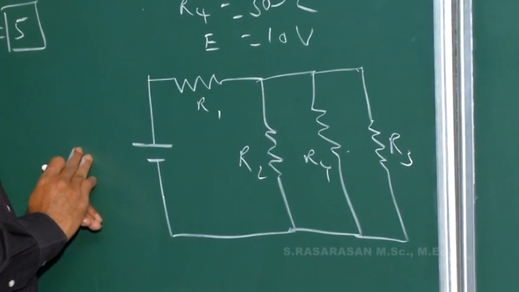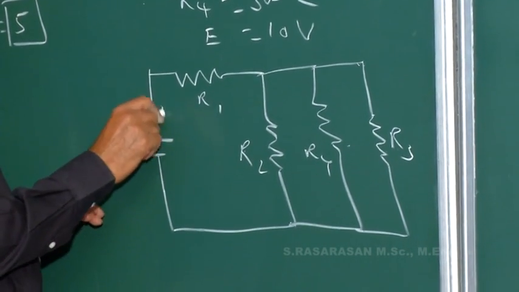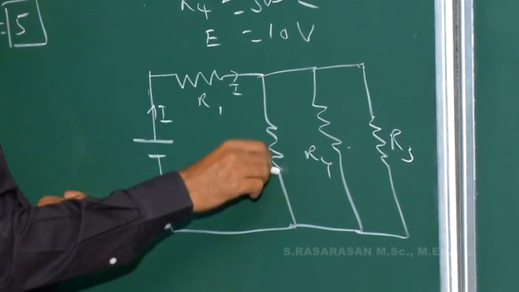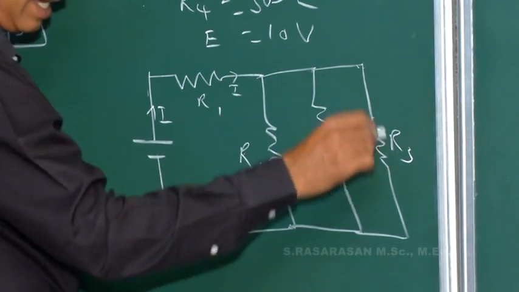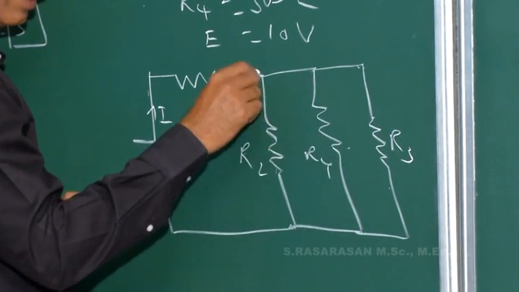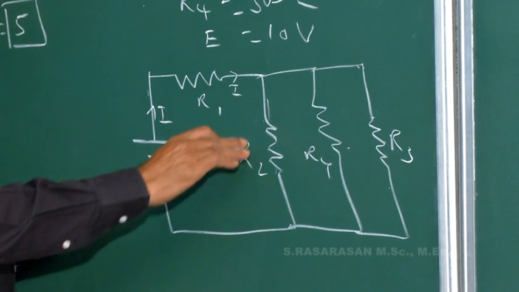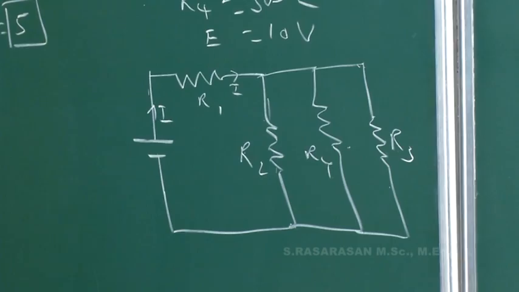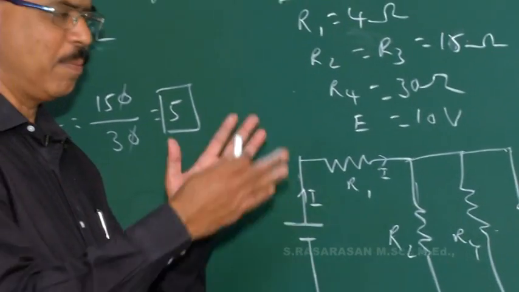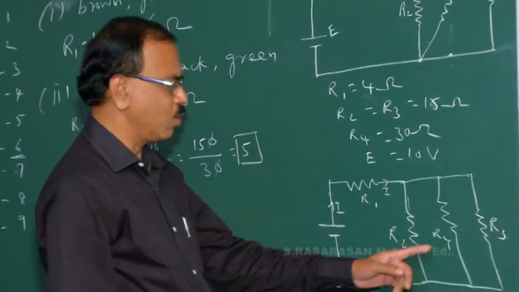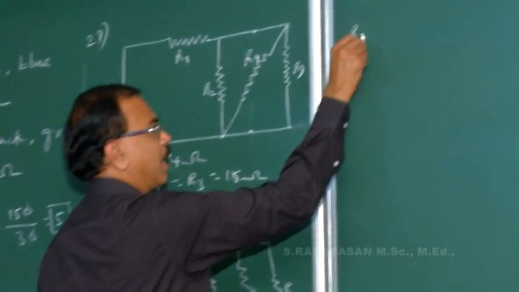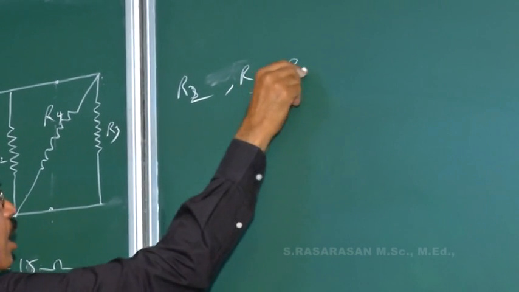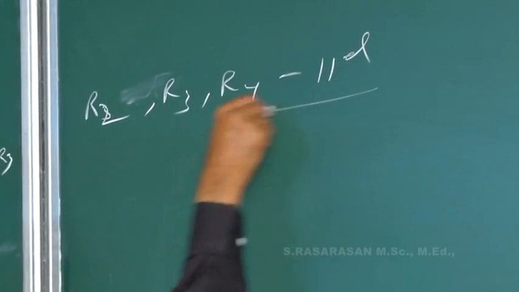Why? The current delivered by this battery is I, and that current I flows here, passing through I1, passing through I2, passing through I3. So I1, I2, I3, three different currents are divided. When current differs, the potential is the same. That's why you say it is a parallel combination. So R2, R3, R4 are in parallel combination.